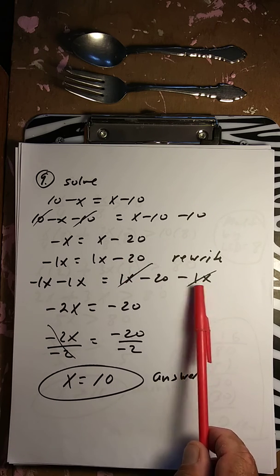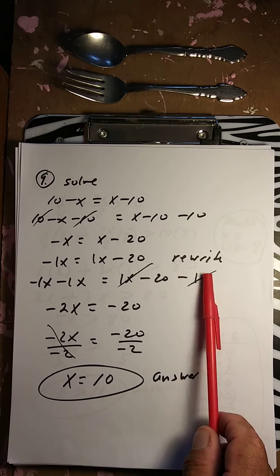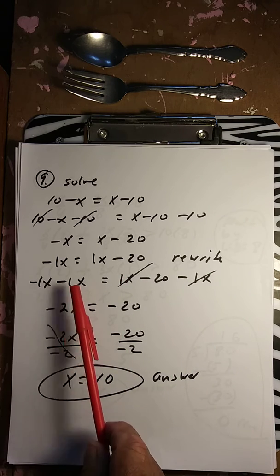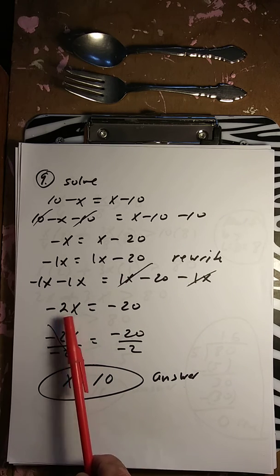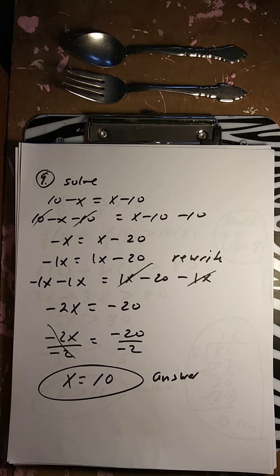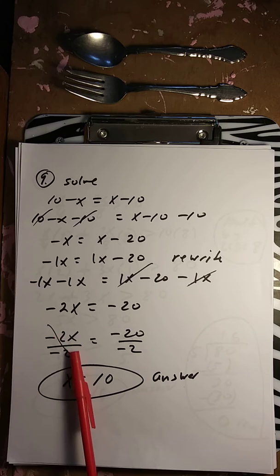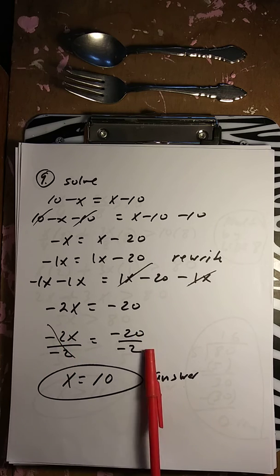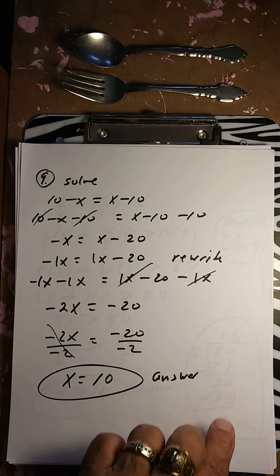So we're going to go minus 1x, minus 1x. These are gone. But negative 1x and negative 1x is a negative 2x equals what? Negative 20. Now divide by negative 2. Divide by negative 2. These are gone. So x equals a negative by a negative is a positive 10.